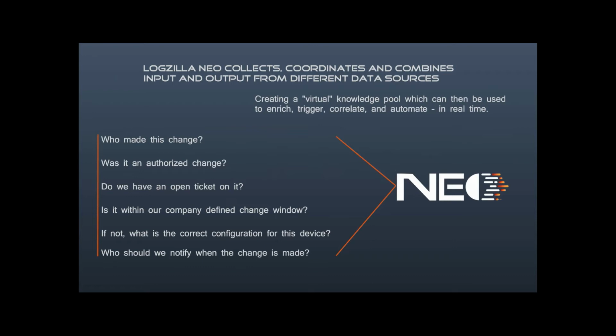All of those things. So Neo has this capability to collect all of that and create this virtual pool of knowledge to draw everything from. And that gives a lot more power into that decision-making process. And even if you don't do the full automation of go fix it, you still have everything you could know about it in order for you to make that right decision.